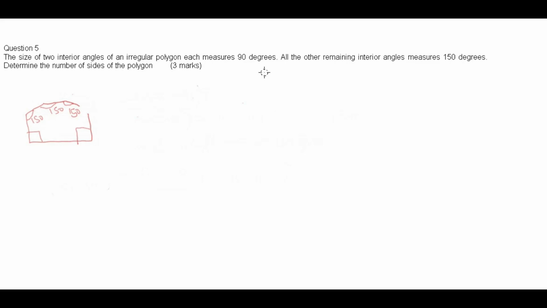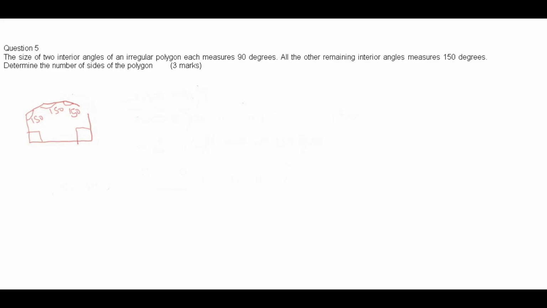So I've drawn the polygon here. Two angles measure 90 degrees, and then you have been told all the other remaining interior angles measure 150 degrees each. So you have been told to determine the number of sides of the polygon. We don't know the number of sides, but we do know two angles measure 90 degrees and all the other angles measure 150 degrees.